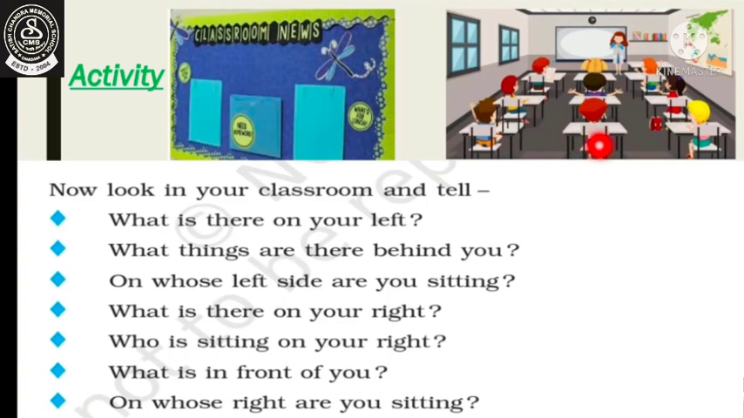And if you are sitting in the middle, then you will write your friend's name. On whose right are you sitting? That means the friend who is sitting on your left hand side. On his right hand side you are sitting. So you have to write the name of the friend who is sitting on your left hand side.